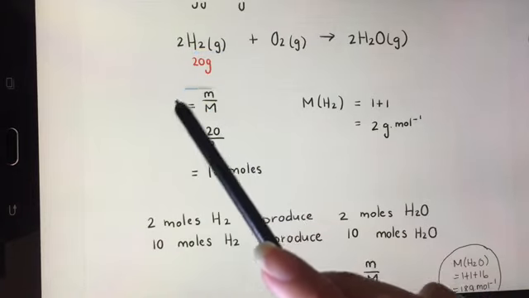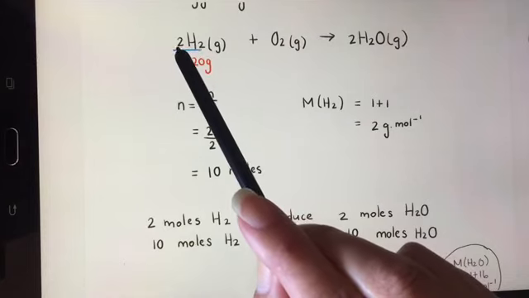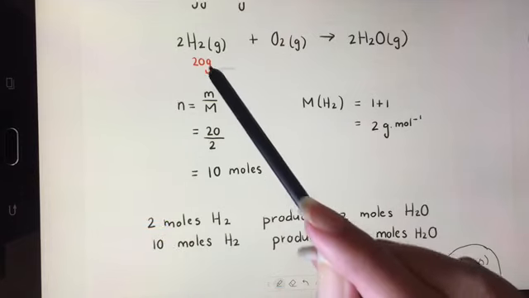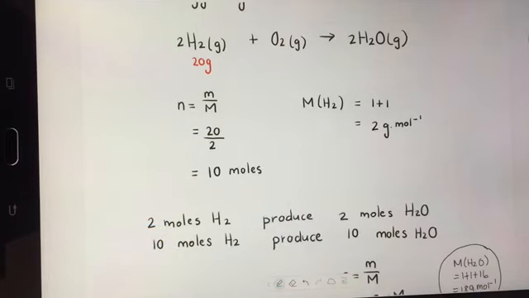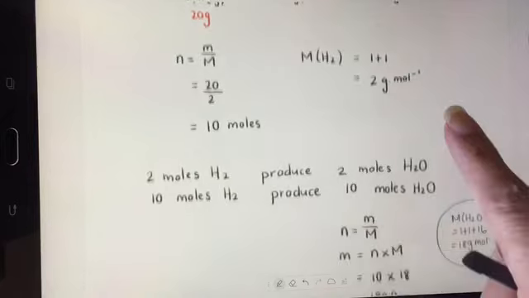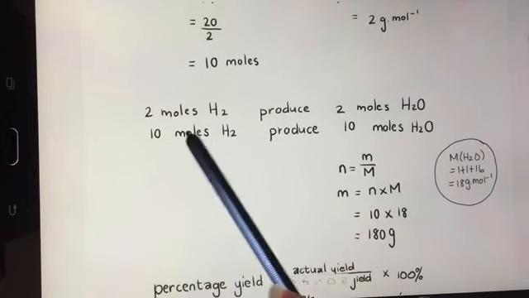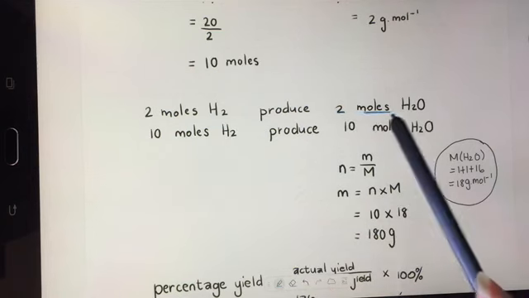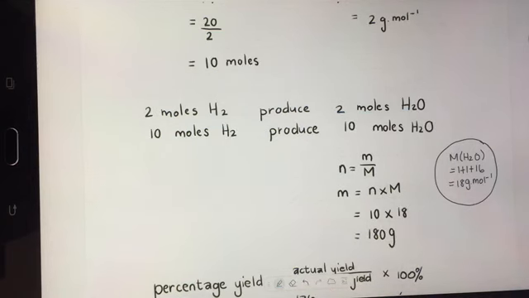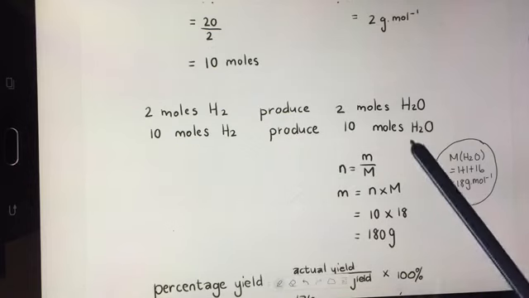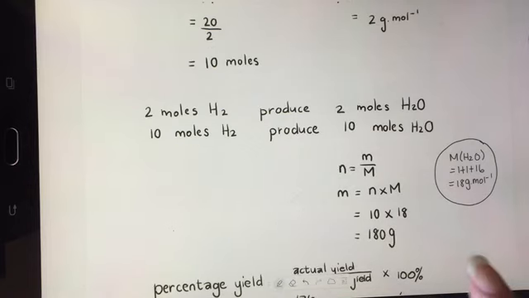So when I do this, I don't use that balancing number. I don't use that 2. I only use that in the next step. So 20 grams is the equivalent of 10 moles. My balanced equation, now I use the 2, tells me that 2 moles of hydrogen will produce 2 moles of H2O. But how much hydrogen have I got? I've got 10 moles. So 10 moles of H2O will form.